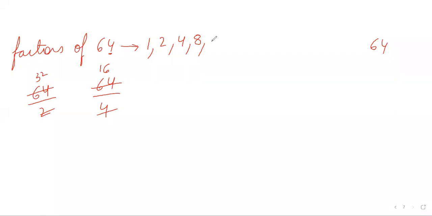12 का table में 60 आता है, 13, 14, 15, no, 16. 16 fours are 64. It is divisible by 16. Not by 17, not by 18. Okay, you keep on checking.